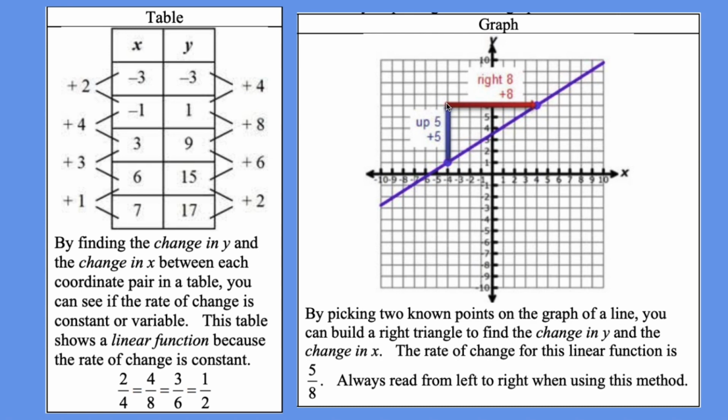And then our run, we're going to run right. So our run is 1, 2, I'm guessing 3, 4, 5, 6, 7, 8. So our rise is 5 and our run is 8. Since it's rise over run, our slope or our rate of change would be 5 over 8.